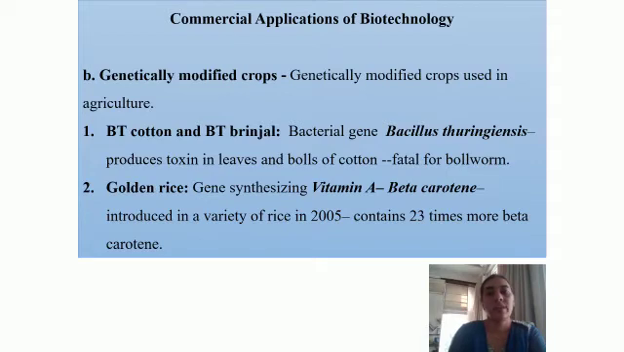Let us take up a few more examples of genetically modified crops that are used in agriculture. The first example is of BT cotton and BT brinjal. Now cotton and brinjal plants are attacked by insects and pests, and they destroy the complete crop. They destroy the brinjal plants, and the cotton ball which is developed on the cotton plants is destroyed by these pests. So newer varieties that were resistant to the attack by these insects and pests have been developed using biotechnology.